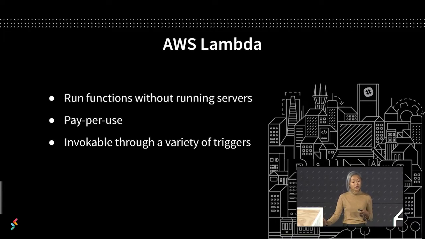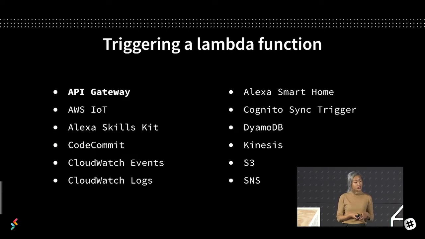Lambda functions will only run when they're invoked, and you're really paying for them on a per-use basis. And they support a variety of different languages. We'll be using Node.js today, but you can also use Lambda functions through Go, Python, and lots of other things. Lambda functions are actually triggered through invocation hooks, and there's quite a variety of different triggers.